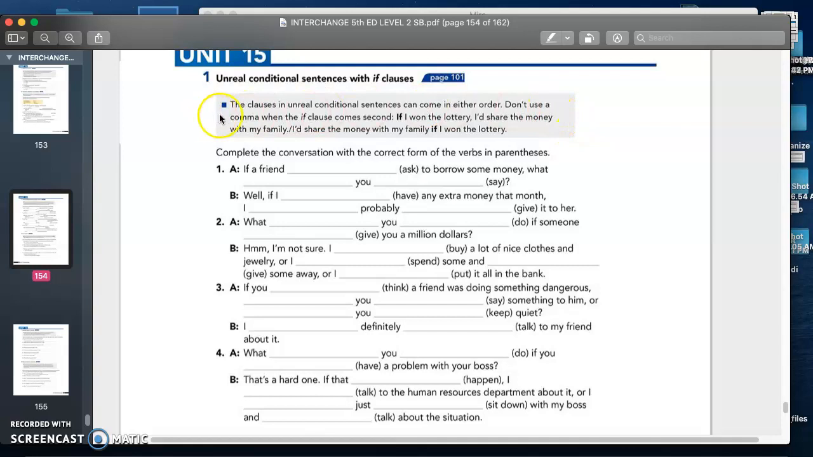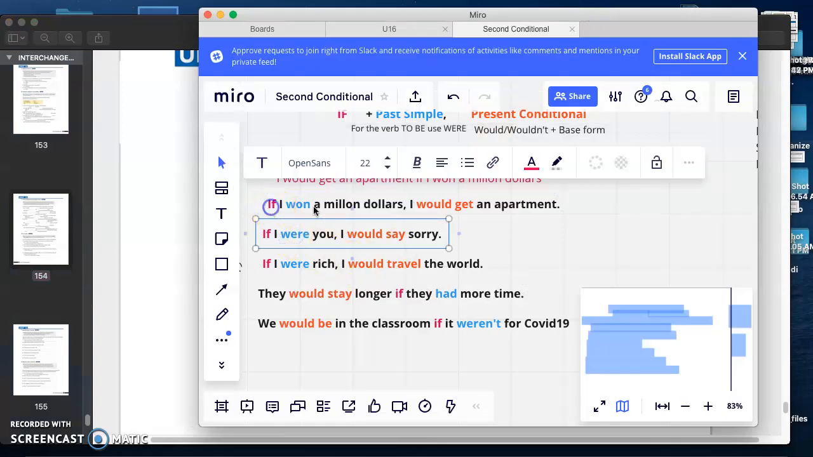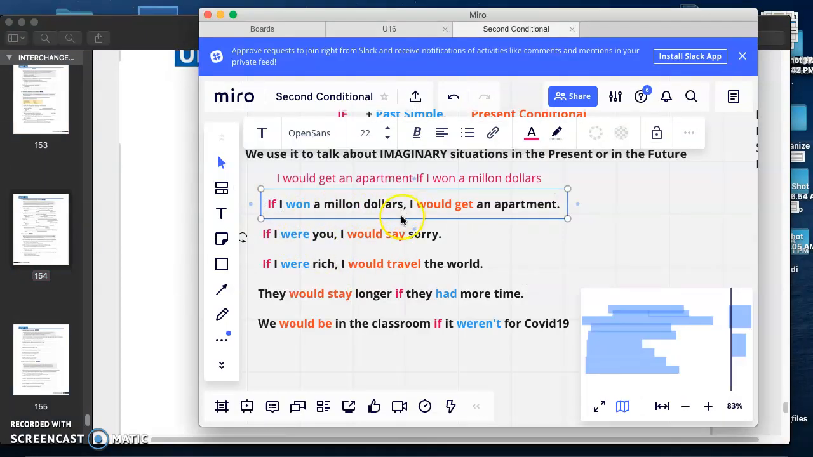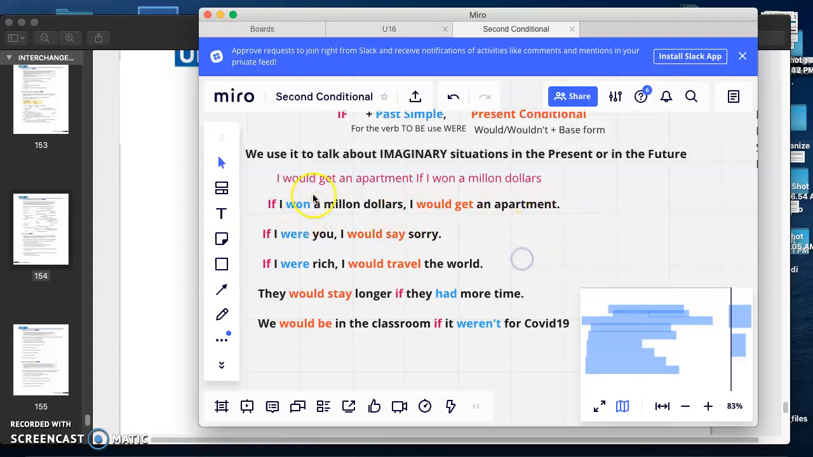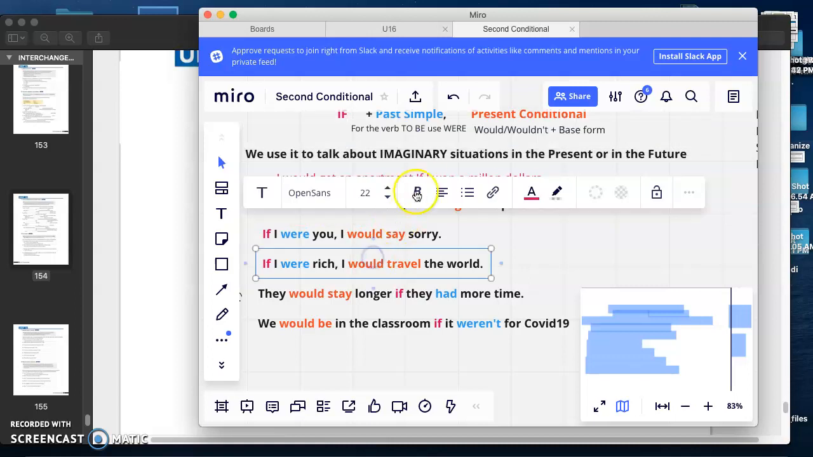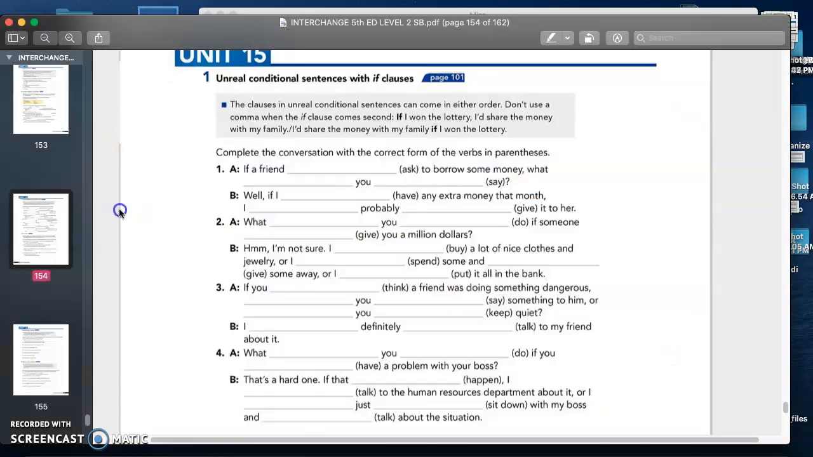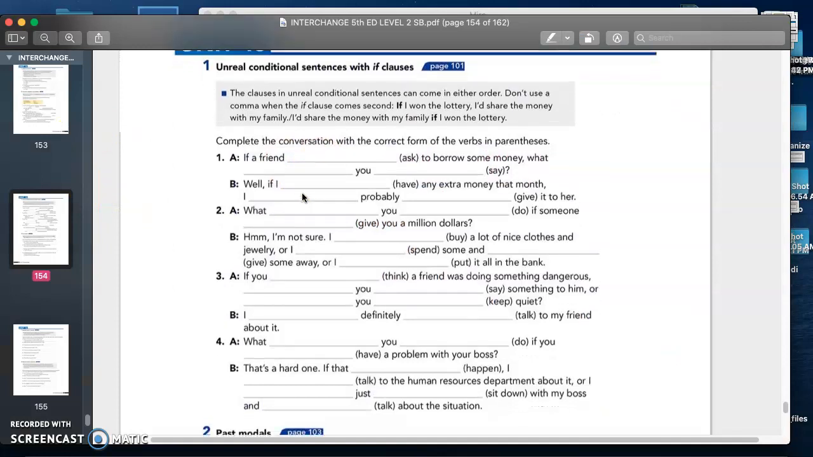It says here, don't use the comma when the if clause comes second. If I won the lottery, I would share the money with my family, or I would share the money with my family if I won the lottery. So if I say, if I won $1 million, comma, I would get an apartment. But if the if part comes second, then we don't use a comma. So we just say, I would get an apartment if I won $1 million.